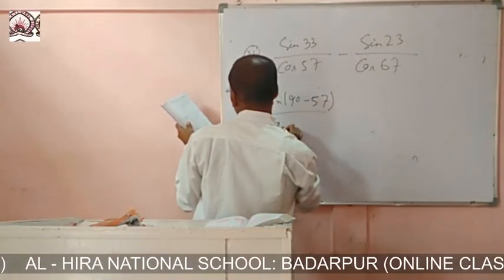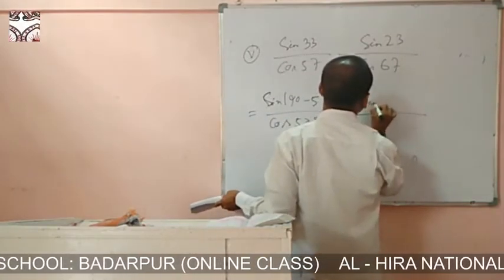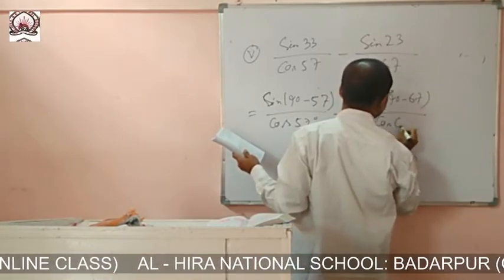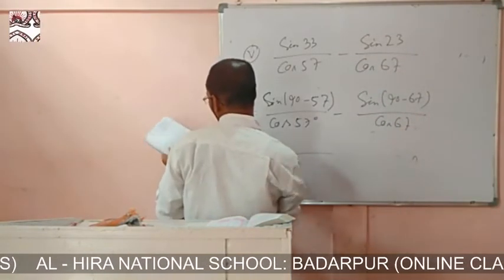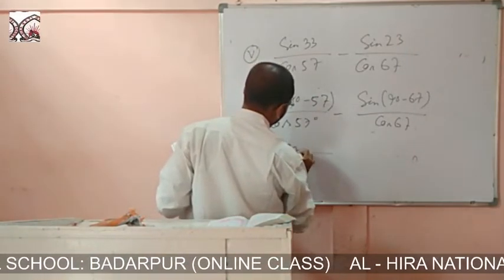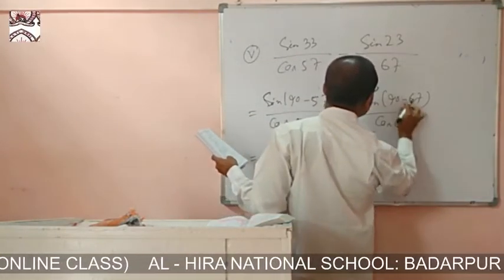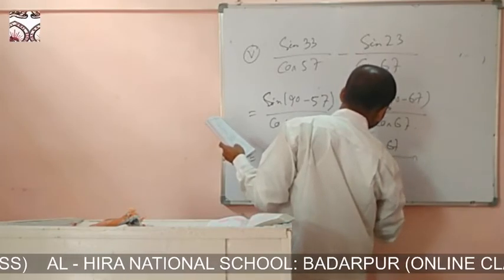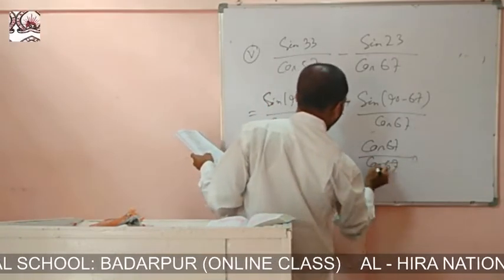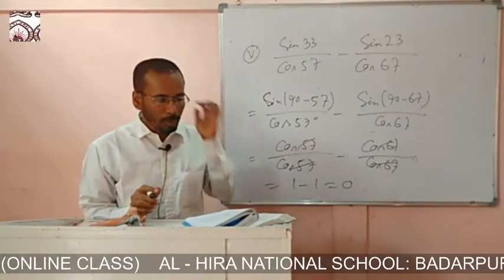By cos 57 we can write here, cos 57 remains, and then sin 23 we can write as sin(90 minus 67) by cos 67. So sin(90 minus theta) is cos theta, so cos 57 by cos 57, and cos 67 by cos 67. So this will be cancelled, and this is 1 minus 1 is 0. Like this you can do all the sums.